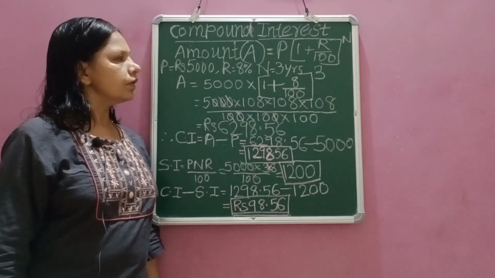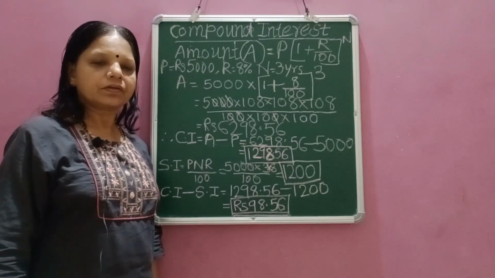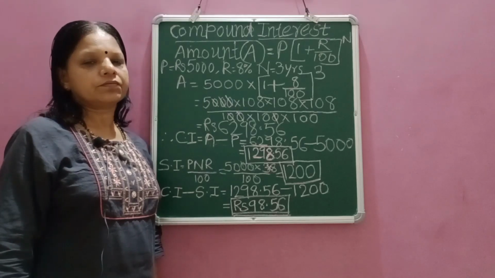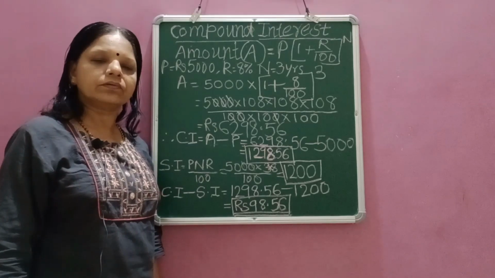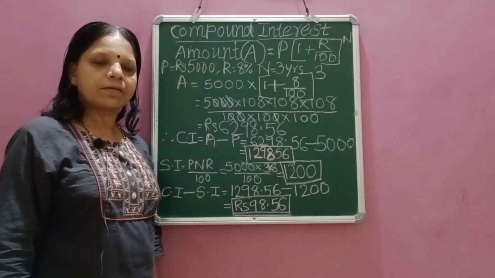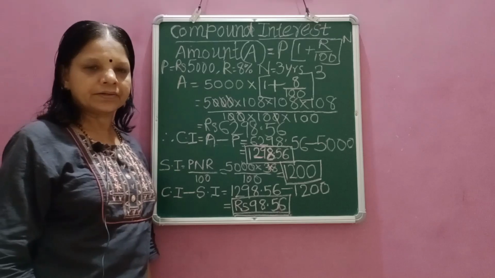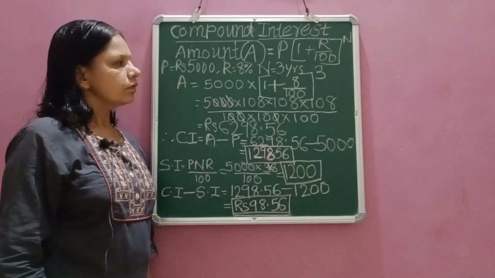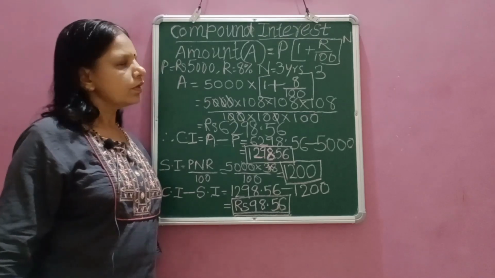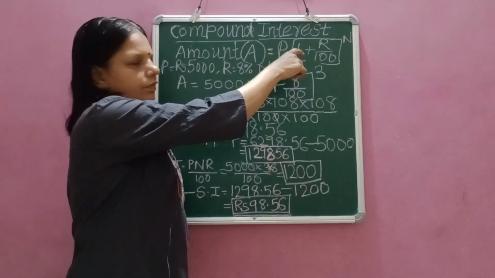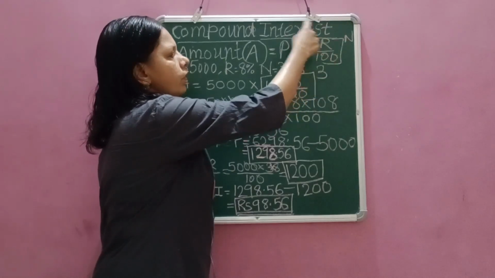So here there is a formula derived for finding the amount with compound interest. There is no formula for calculating compound interest directly like simple interest, that is I equal to P into R into N upon 100. Here the amount A is given by the formula P into 1 plus R upon 100 whole raised to N.